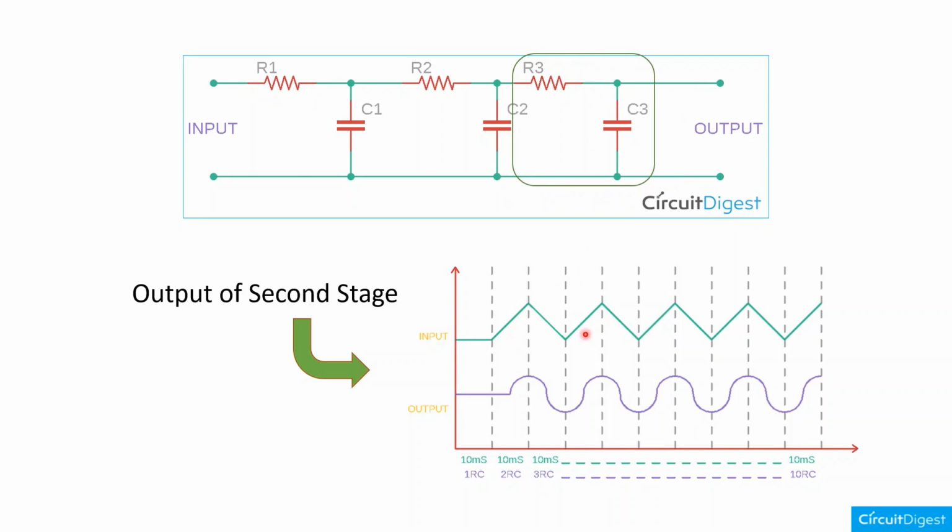So the third stage input is just a triangular wave, and finally the output should be a sine wave. So this is how the multi-stage low pass filter's output should be, and hence we get the final output of the sine wave. Now let's see the demo.